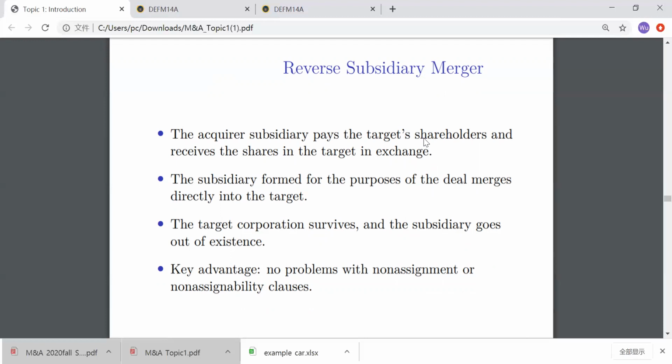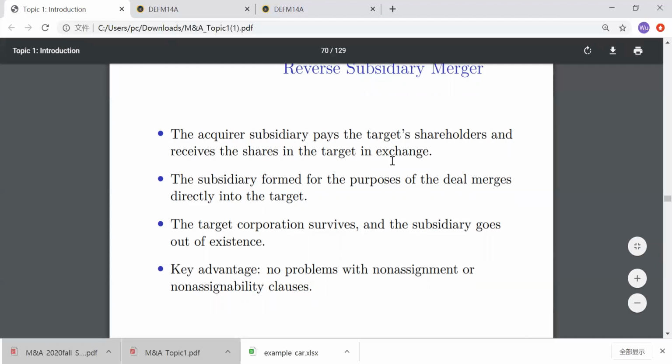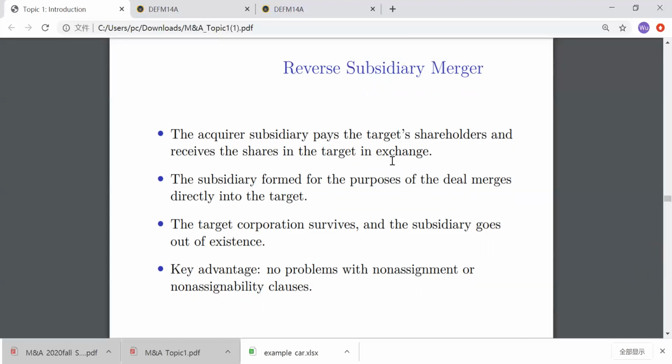You can Google search these two clauses in greater detail, but basically the idea is that sometimes, if you buy target assets, for example the patents from the target, then originally the patents belong to the target. Now you have to reassign the patents to the acquirer. But sometimes there is difficulty in doing so. So in that case, there will be problems of non-assignment. But this issue of non-assignment is typically solved if you use this reverse subsidiary merger, because the target is still a company there. It is still a public company there. So there's no issue of non-assignment.